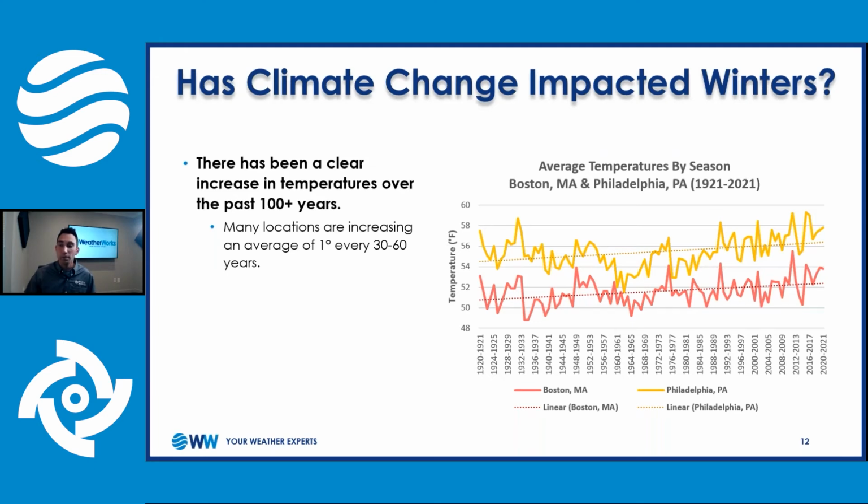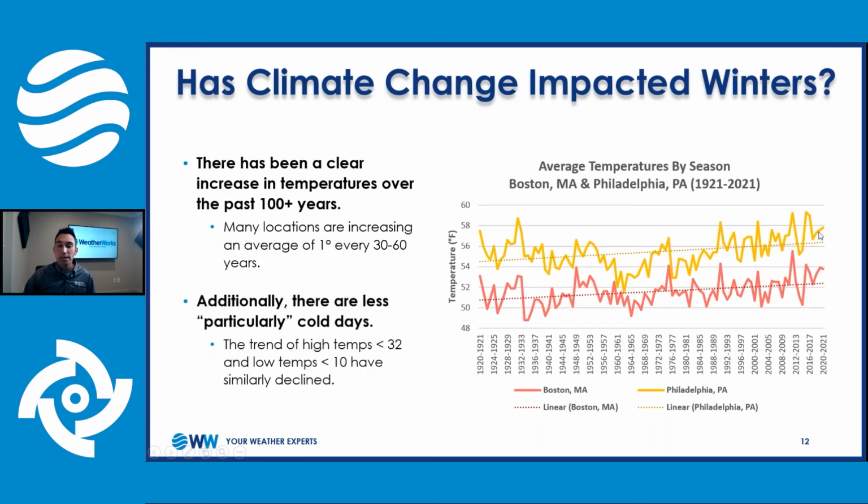And in this example, we have plotted the average temperatures each year since 1920 in both Boston, Massachusetts and Philadelphia, PA. And you can see they go up and down year to year, but the overall trend has steadily been up with that dotted line, about 1 to 2 degrees in both locations. Additionally, there have been fewer particularly cold days, as the trend of highs less than 32 and low temps less than 10 have similarly declined. Again, these numbers will vary a little bit depending on your location. We happen to show Boston and Philadelphia in this exercise. We also looked at a few other places in the Northeast and the Midwest, and they're all somewhat similar in nature. It's all data that you can obtain or you can request from us if you want some of your own data.